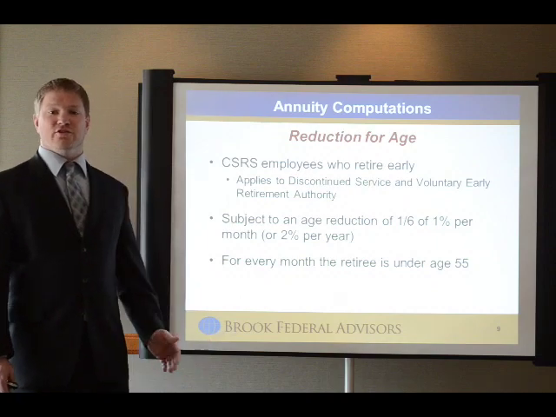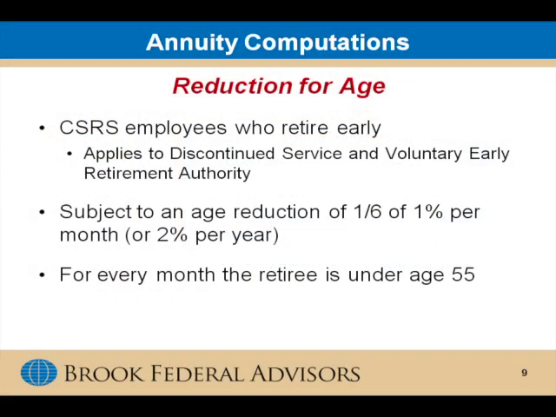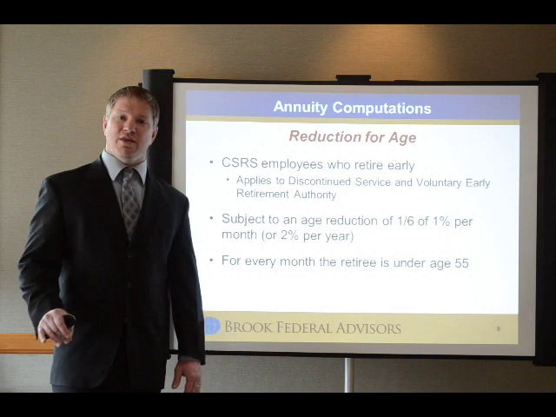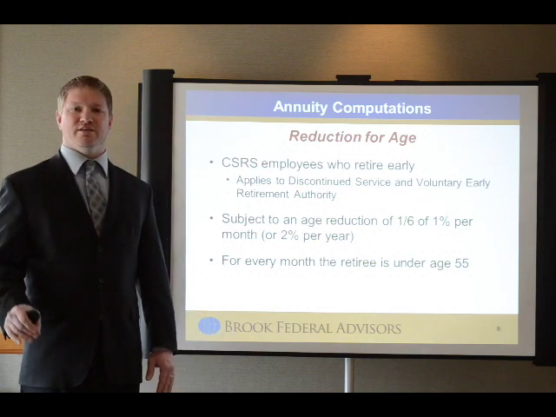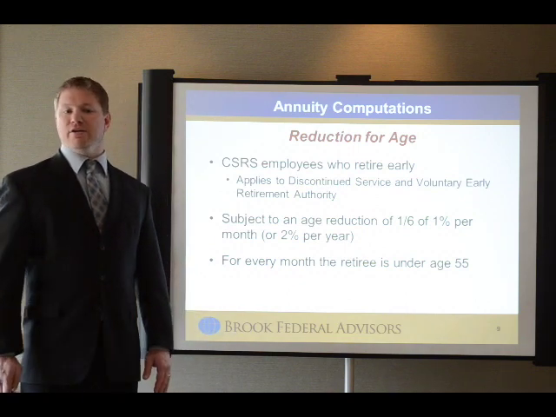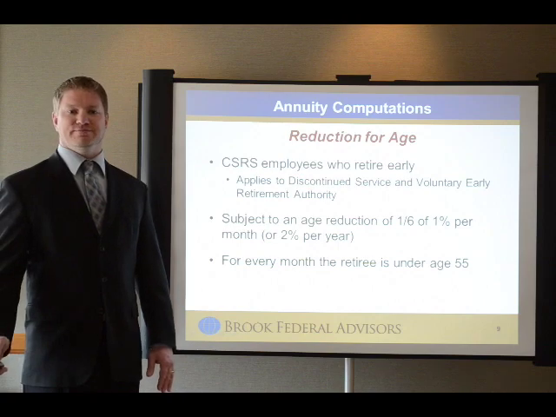The first is a reduction for age. This is for CSRS employees who retire early, either on discontinued service or a VERA retirement. You're subject to a reduction in your annuity of 2% per year under the age of 55. And that's broken down monthly, so it's 0.1% per month for every month under your age of 55.